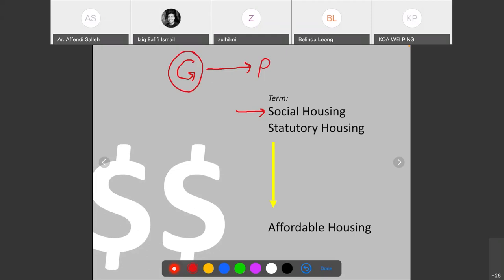In Malaysia, the term statutory housing has also been used. My client refers to their product as statutory housing. It gives meaning to the fact that it is the authority that imposes it. Statutory means it's regulated by law. But the more popular, more politically correct term that we always use is affordable housing. And to me, this term is much more accurate, much more tepat lah. It describes the product better.